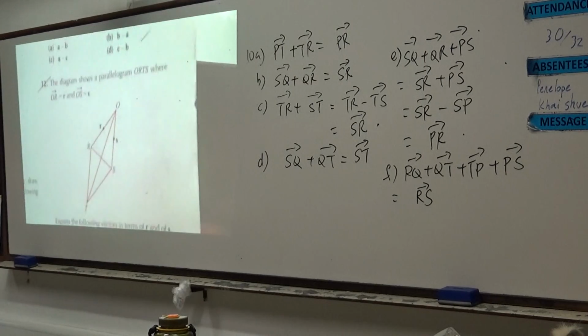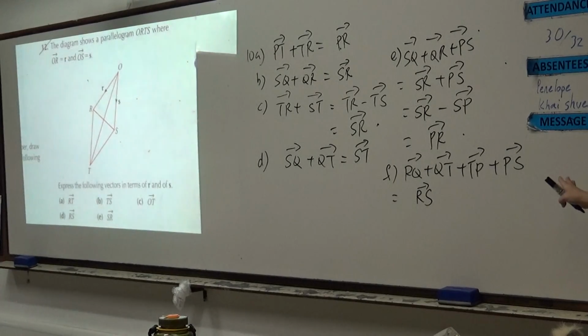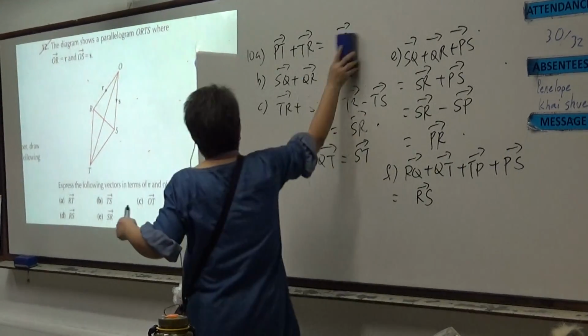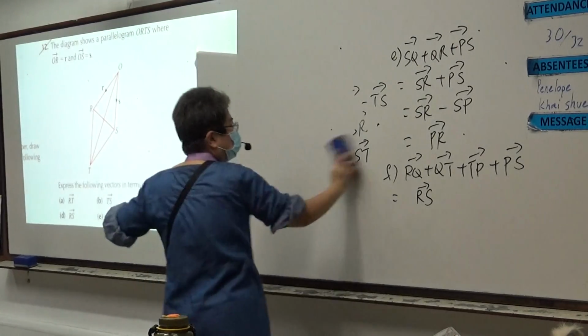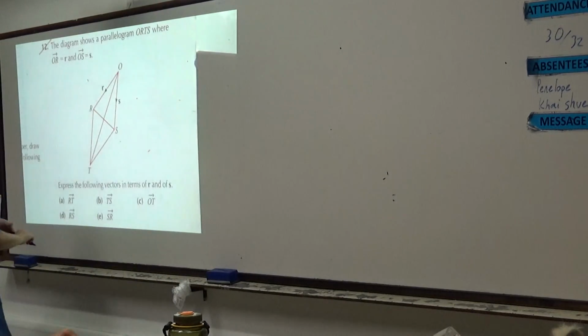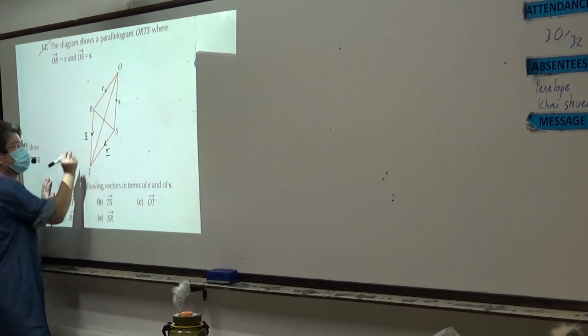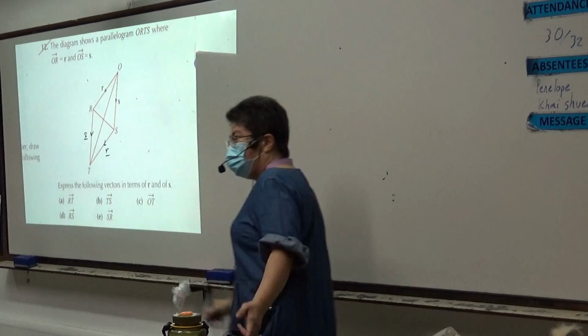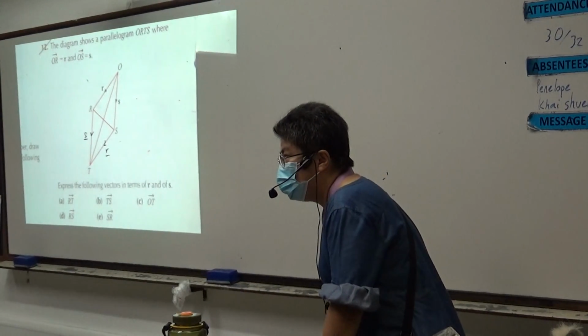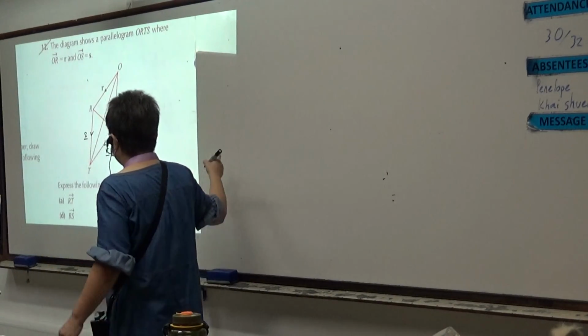Let us look at question number 12. Are you okay so far? Okay, let's look at question 12. The diagram shows a parallelogram ORCS when OR is R and OS is S. Now, I want to add in. This is also R. This is also S. Am I right? Because it's a parallelogram now. Agree, class? Okay. Now, express the following vectors in terms of R and of S.